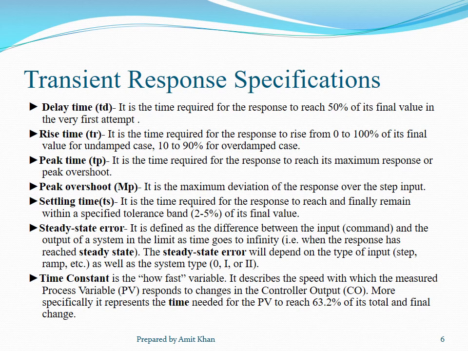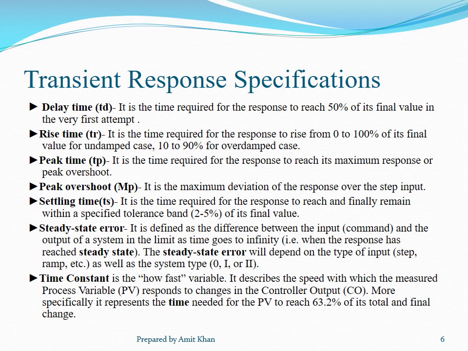Then comes peak time. Peak time is the time required for the response to reach its maximum response or peak overshoot. Then peak overshoot, it is the maximum deviation of the response from the step input. Then comes settling time, it is the time required for the response to reach and finally remain within a specified tolerance band, which is 2 to 5% of its final value.